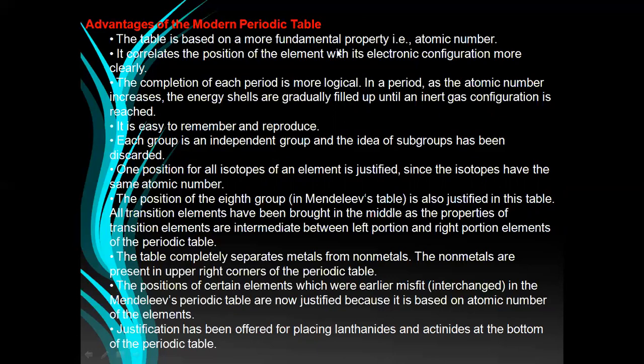The next one is that the completion of each period is more logical. The period is completed because the elements are arranged in increasing atomic number. So hydrogen is 1 and helium's atomic number is 2. Next, lithium's atomic number is 3, beryllium's is 4, boron's is 5. So the elements are arranged in increasing atomic number.